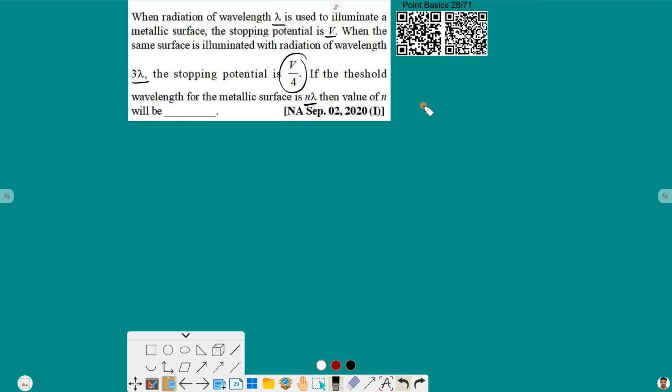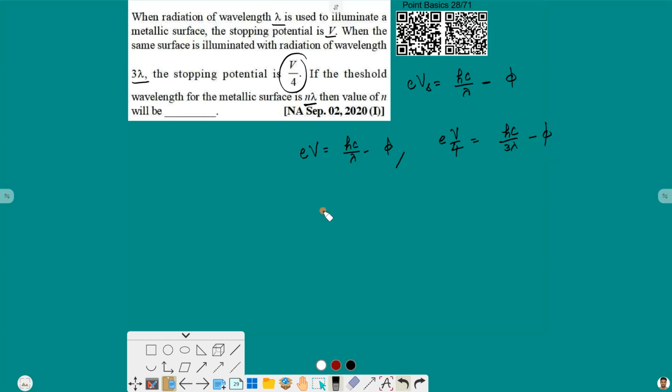From Einstein's relation, we know that e times Vs is equal to the energy of the photon, that is hc by lambda, minus the work function phi. Initially, e times V, when the stopping potential is V, is equal to hc by lambda minus phi. Then we increase the wavelength to 3 lambda, and it becomes V by 4. So e times V by 4 is equal to hc by 3 lambda minus phi.